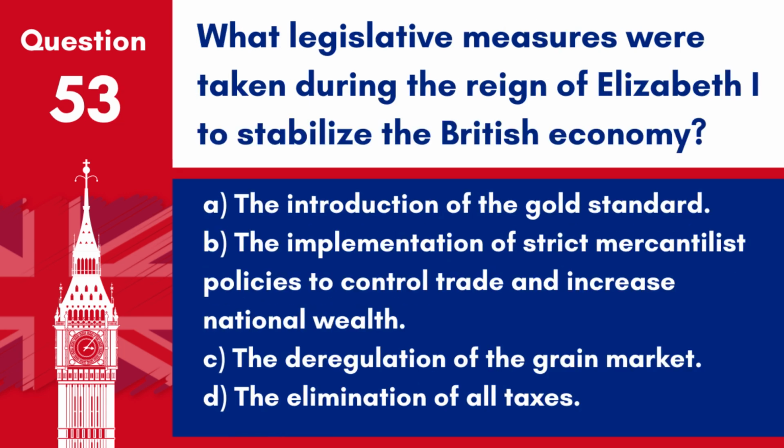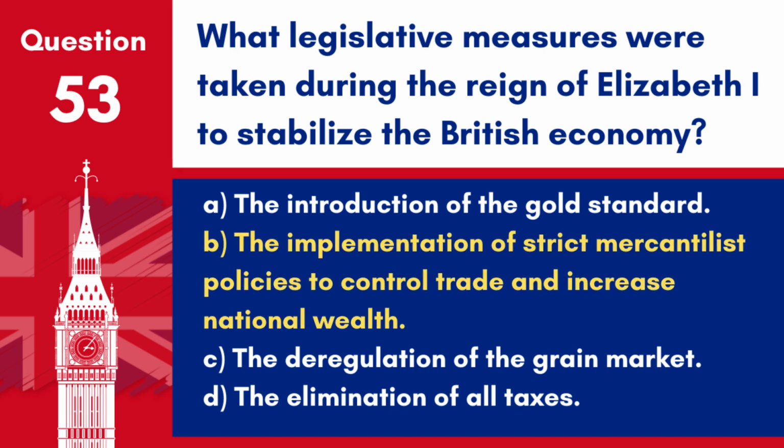Question 53. What legislative measures were taken during the reign of Elizabeth I to stabilize the British economy? A. The introduction of the gold standard. B. The implementation of strict mercantilist policies to control trade and increase national wealth. C. The deregulation of the grain market. D. The elimination of all taxes.